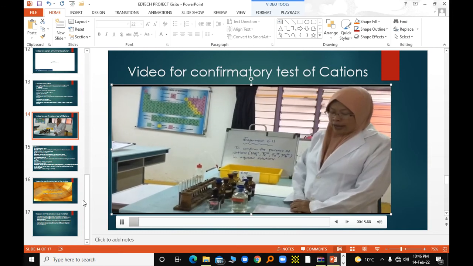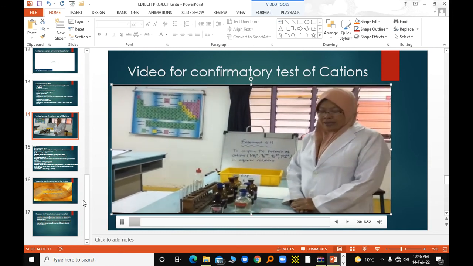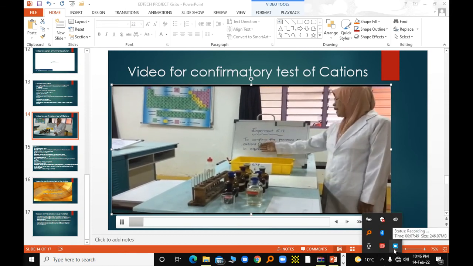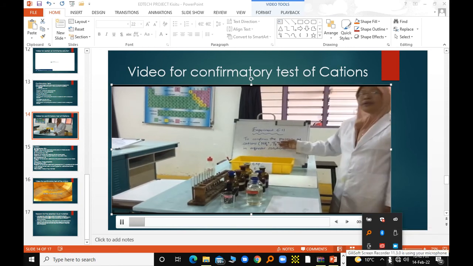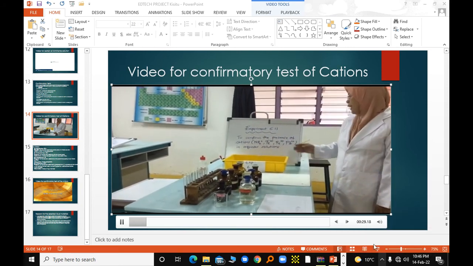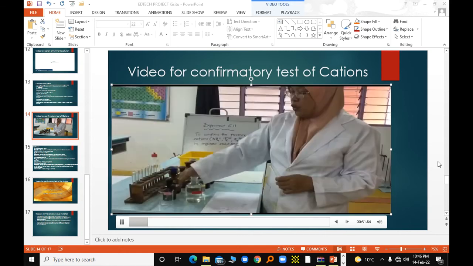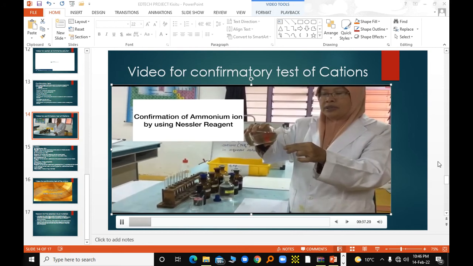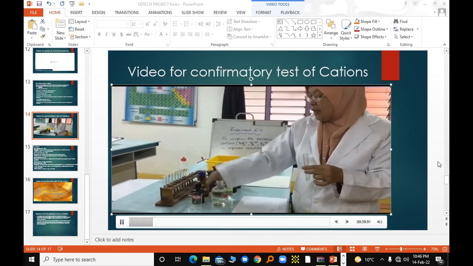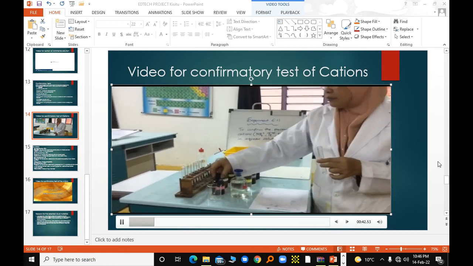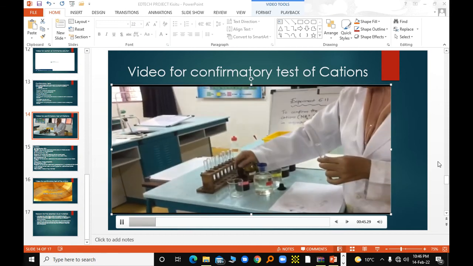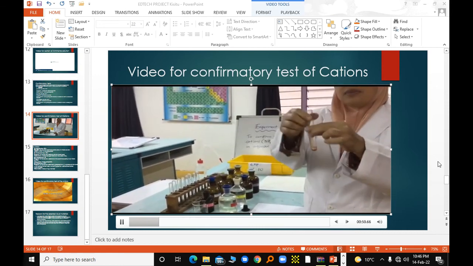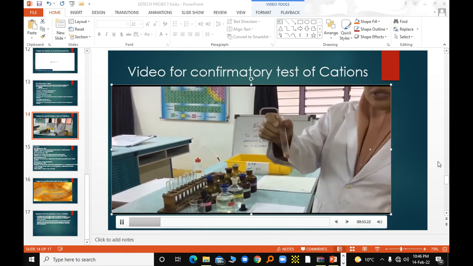So we proceed with experiment 6.11 to confirm the presence of certain cations, especially ammonium ion, iron 2 ion, iron 3 ion, and lead ion in aqueous solution. Ammonium nitrate contains the ammonium ion as its cation, and then you add Nessler's reagent. A brown precipitate is formed.